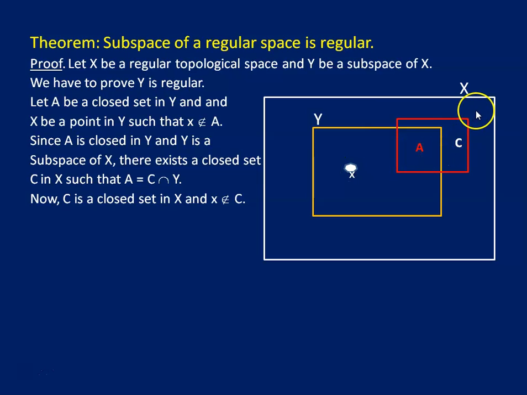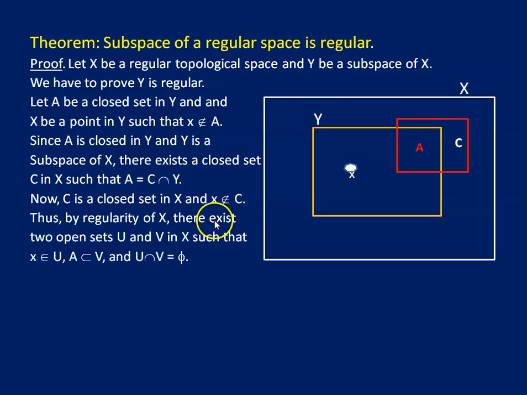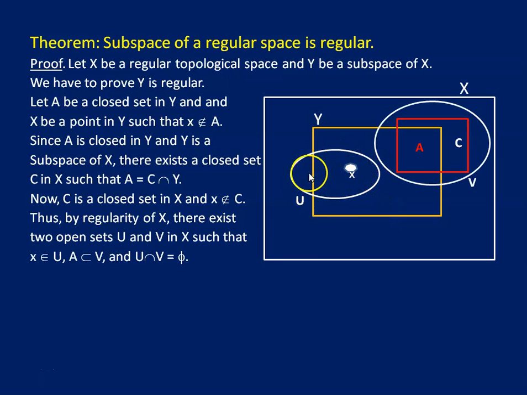So now we have X as a regular topological space, whereas C is a closed set in X and X is a point in X which is not in C. So by regularity of X, there exist two open sets U and V such that X belongs to U and V contains C, whereas U and V are disjoint. So here U is open in X containing X and V is an open set in X which contains the closed set C.